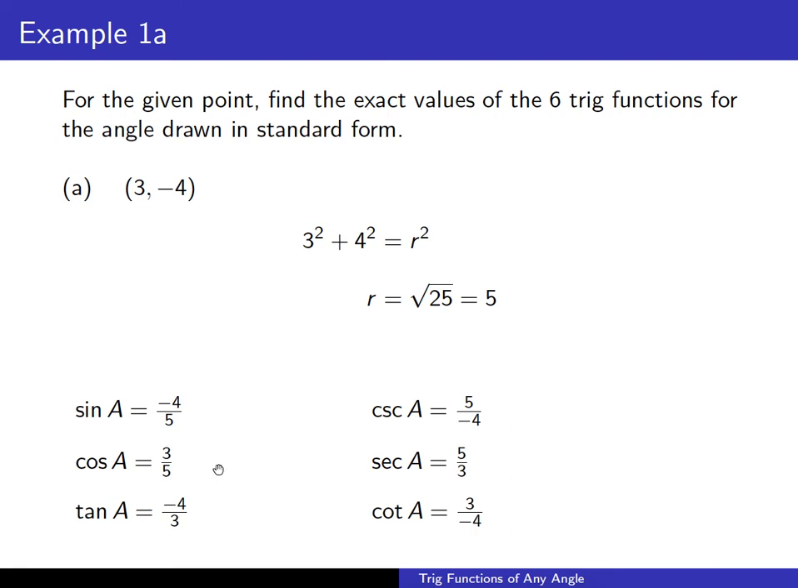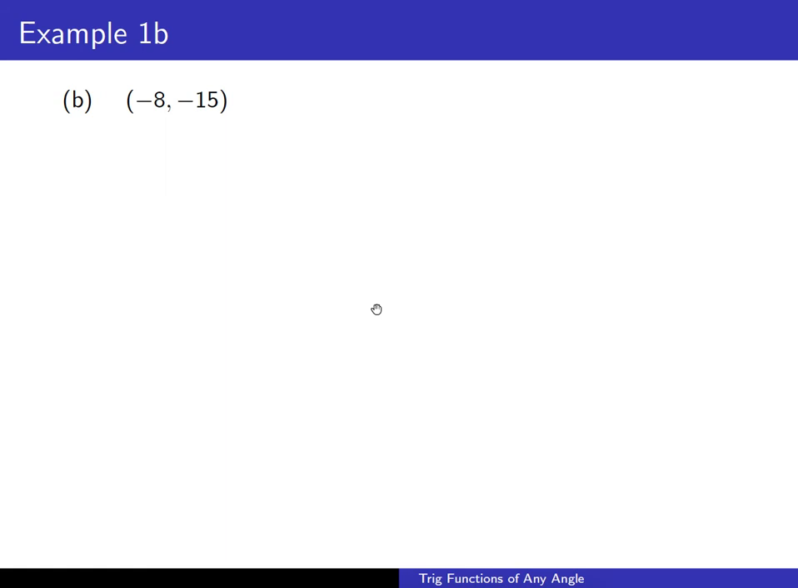Just a friendly reminder, especially with the negative ratios, that you could put your negative sign on top, on the bottom, or out in front. So please bear that in mind. R will always be positive though, because it is a distance. So x's and y's could be negative, but r will always be positive.